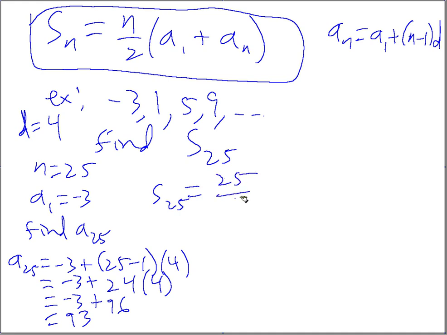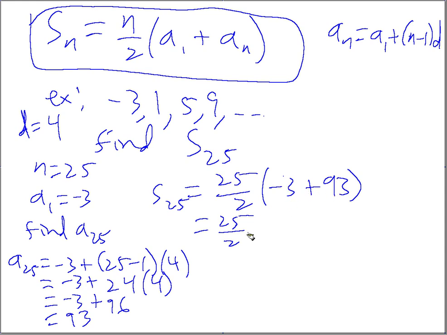25 over 2 times the first term, -3, plus the 25th number, which is 93 in this case. All right, so 93 is what we're going to plug in for a sub n. All right, let's go and work it out. So this is going to be 25 over 2. We could punch it in a calculator at this point if you want to, but I'll just show a little more work here.